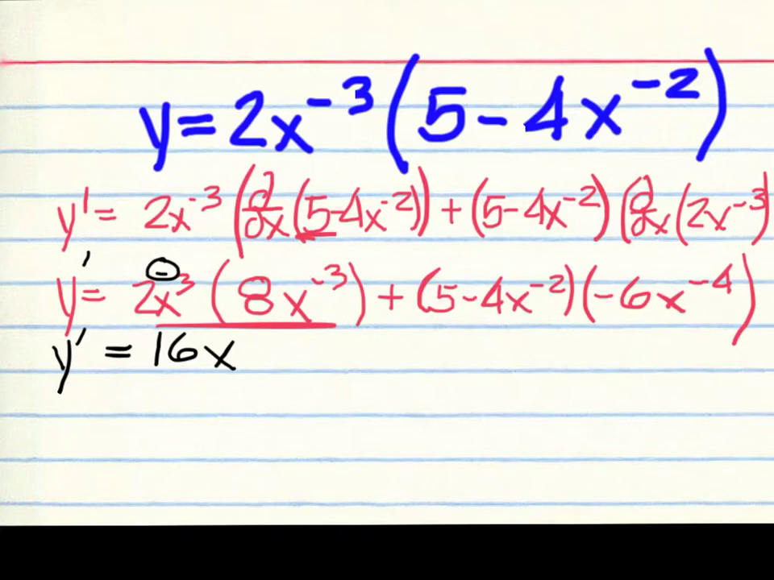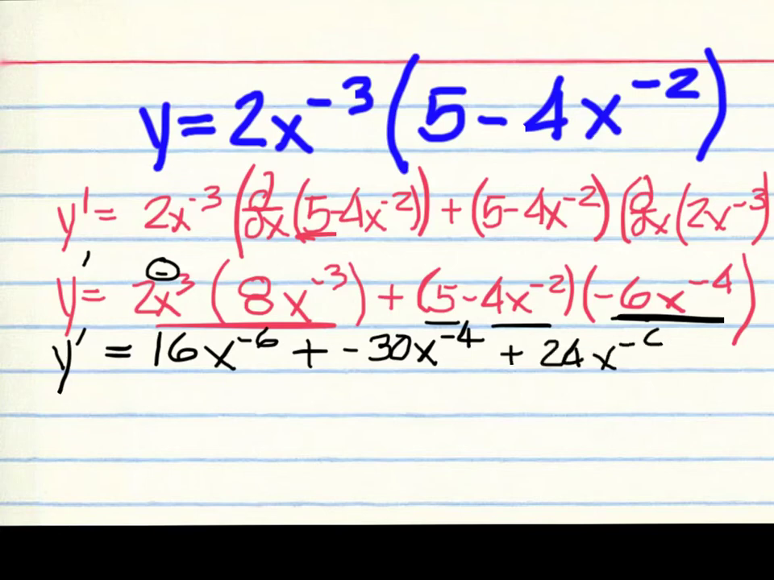Alright, and then plus, we have to multiply this item by each of these here. So to start with, we're going to have a negative 30x to the negative fourth, and then plus 24x to the negative sixth. Now we have to simplify where we can. So I'll shift back to red. Looks like we have x to the negative sixth and x to the negative sixth. So that's going to come out to be 40x to the negative sixth. And then we'll have minus 30x to the negative fourth.